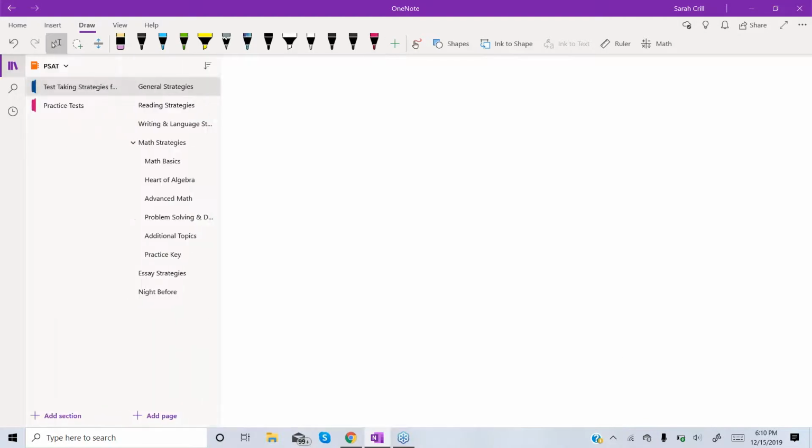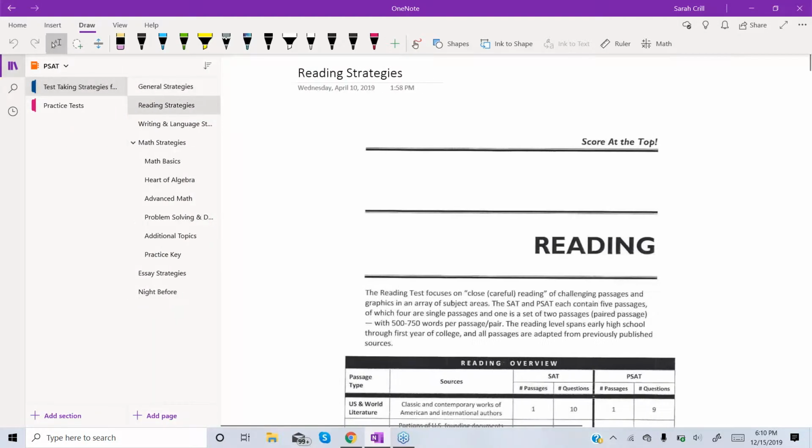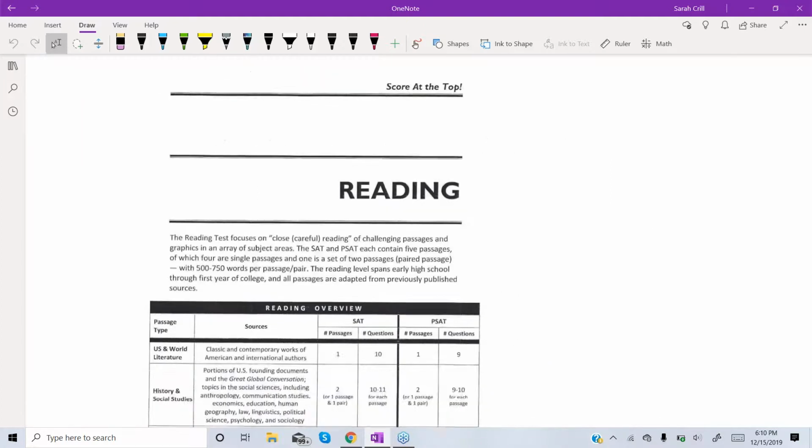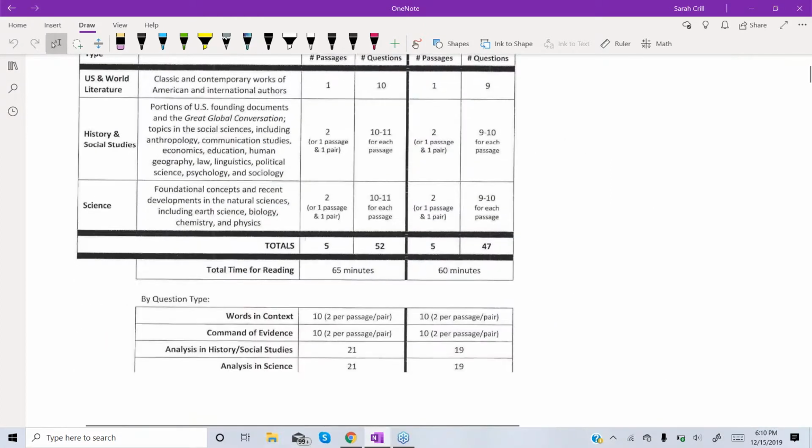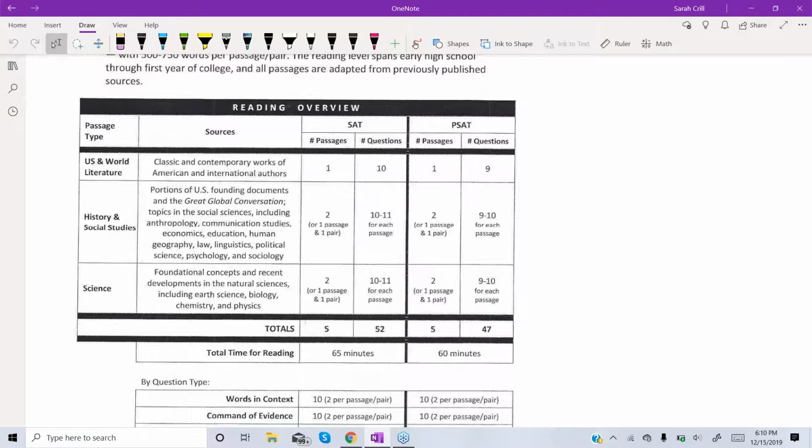Okay, so we'll switch over to reading section strategies now. So there are a few different types of passages that show up on the reading section. So you're going to have US and world literature type passages, and history and social studies type passages, science passages as well. So the US and world literature, you'll have 1 of each test. History and social studies, you'll have 2 of each test. And science, you will have 2 of each test.